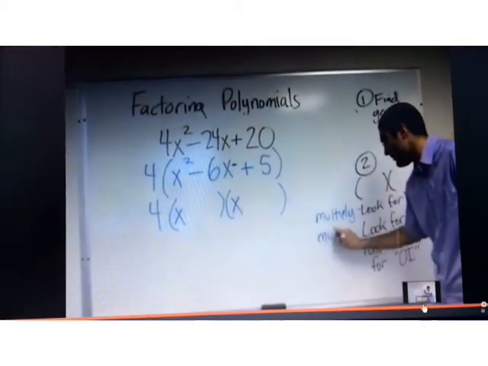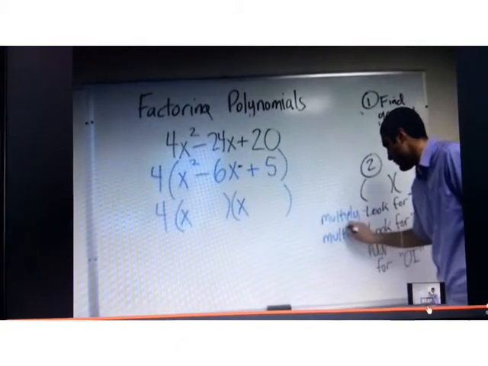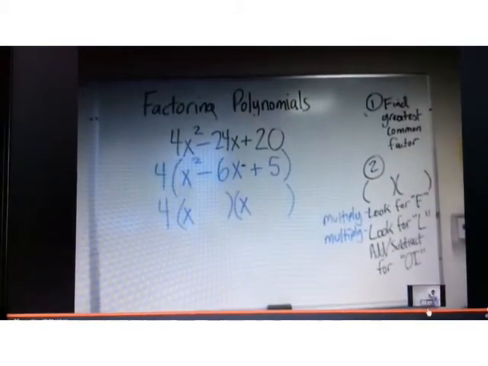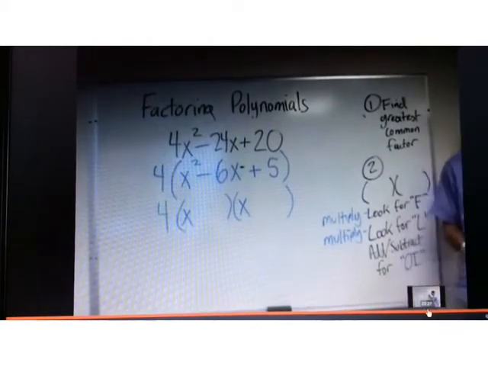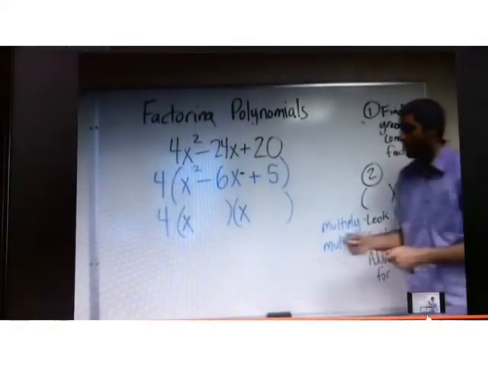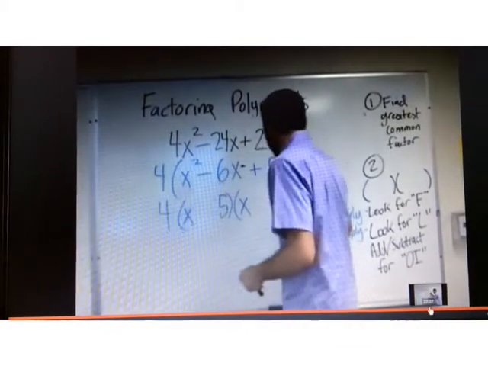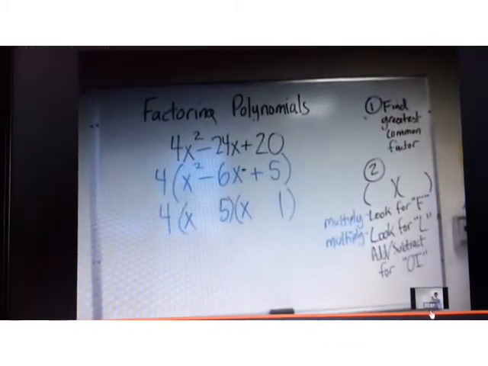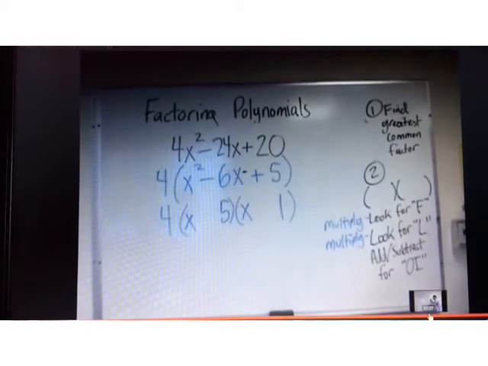Multiply, L. And then add or subtract to 6x, negative 6x. So what multiplies to 5? We heard it, 5 and 1. 5. Alright, FOIL to check it.